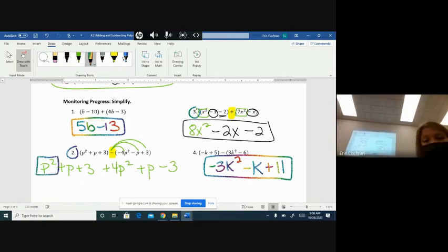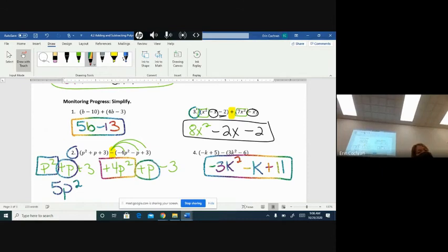Okay, so now let's combine like terms. P squared and 4p squared. So what's 1p squared plus 4p squared? 5p squared. Good. All right, what's a p plus a p? 2p. And then what's a 3 and a negative 3? 0. Do we have to put plus 0? No, we leave it, right? So this here is our final answer. What's my degree? 2. What's my leading coefficient? 5. It's a binomial. Good.